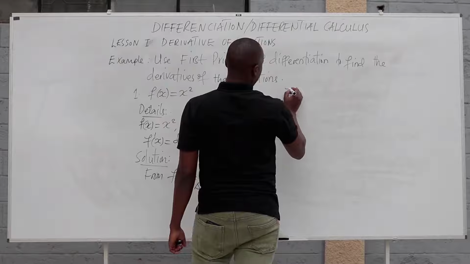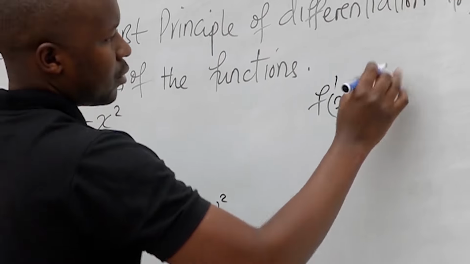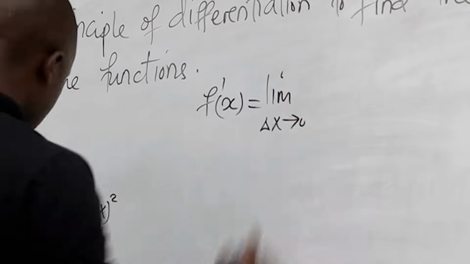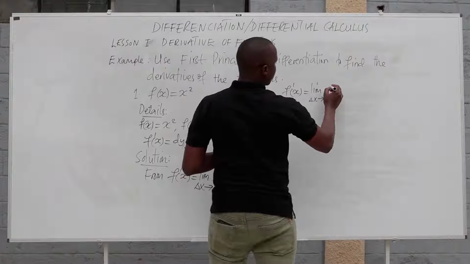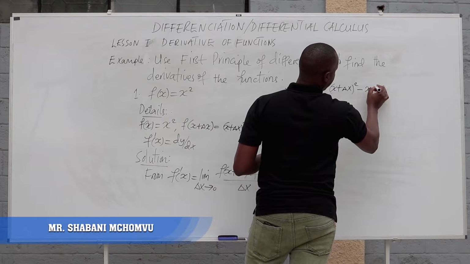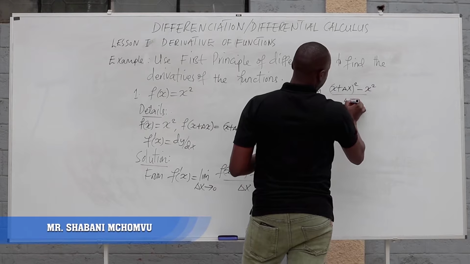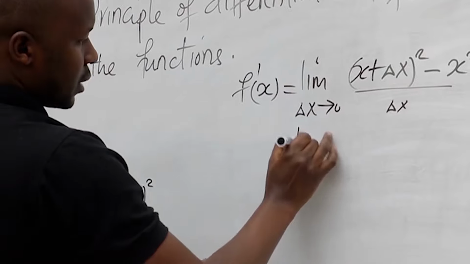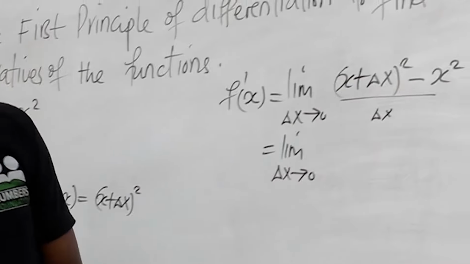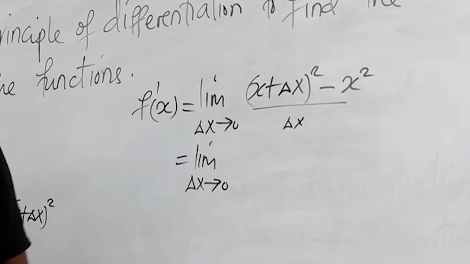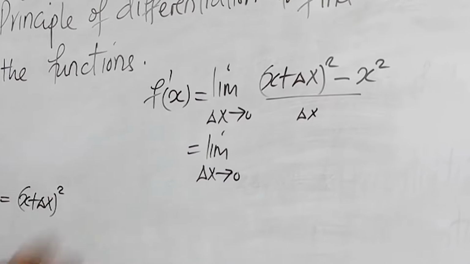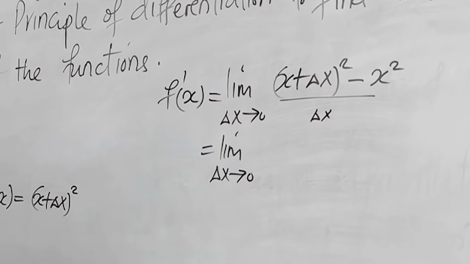Now from there, f prime of x will be equal to the limit as change in x approaches 0. Now f of x plus change in x we have here, that is (x plus change in x) squared, minus f of x, that is x squared, over the change in x. So from here we'll have the limit as change in x approaches 0. Now we expand this one. The exponent is 2, so it is simple to expand. We can apply Pascal's triangle, or we can just multiply normally as perfect squares.